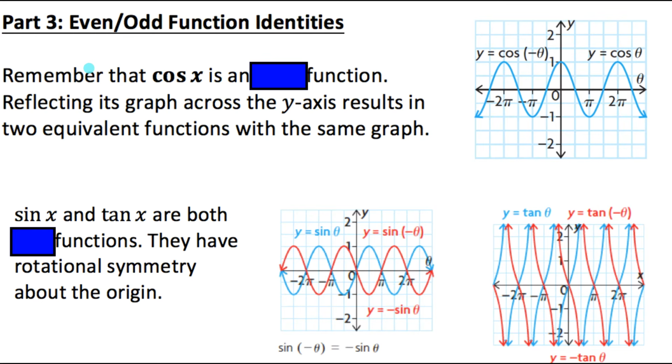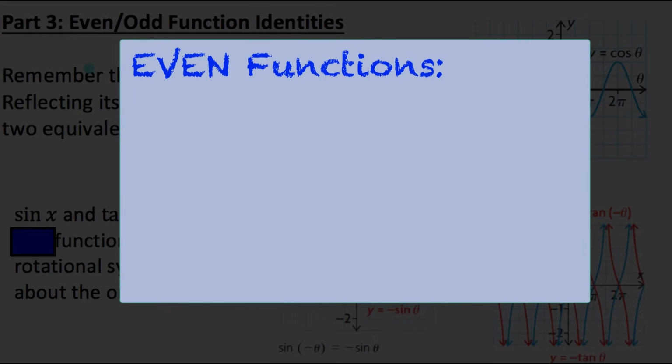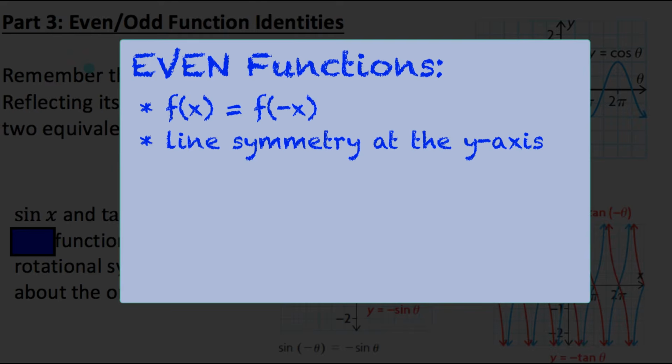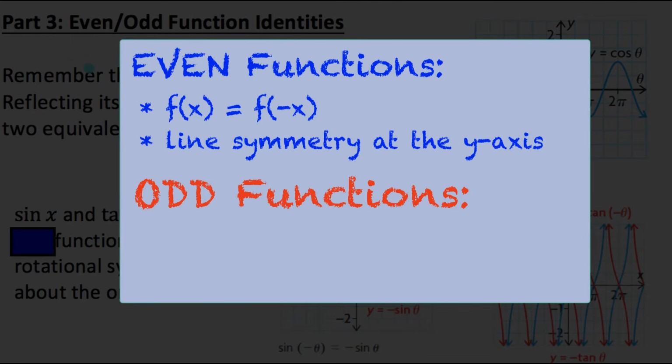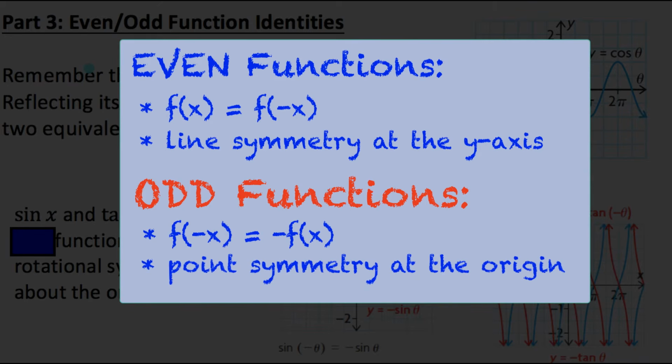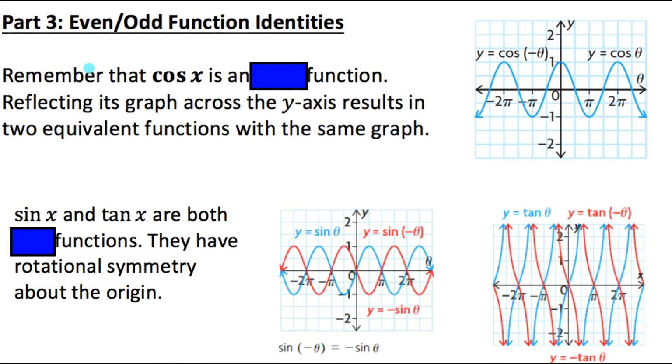Next identities I need to remind you about are the even and odd function identities. So we already know about identities for even and odd functions, right? If we have even functions, we know f at x equals f at negative x, and they're symmetrical about the y-axis. And if we have odd functions, we know that negative f at x equals f at negative x, and they have rotational symmetry at the origin. Let's apply that to trigonometric functions, sine, cos, and tan.